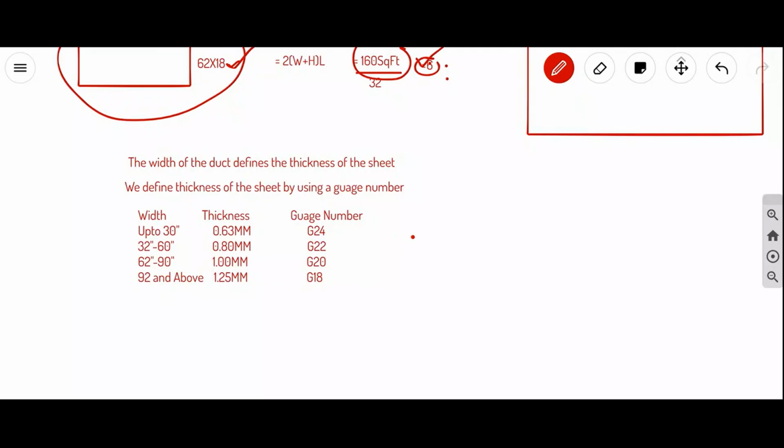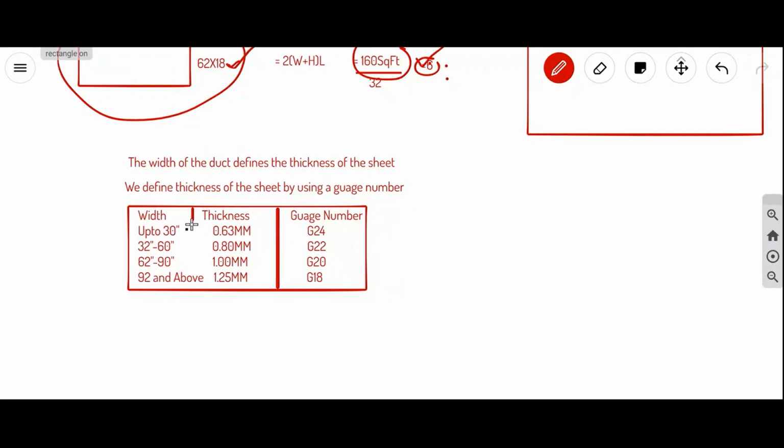Is it clear? This is how we define thickness of the sheet. When the thickness of the sheet changes, the cost of the project also changes, right? Okay, so now why do we need to choose a particular thickness for a particular size of the duct? Sir, why can't I go with gauge number 24 everywhere?